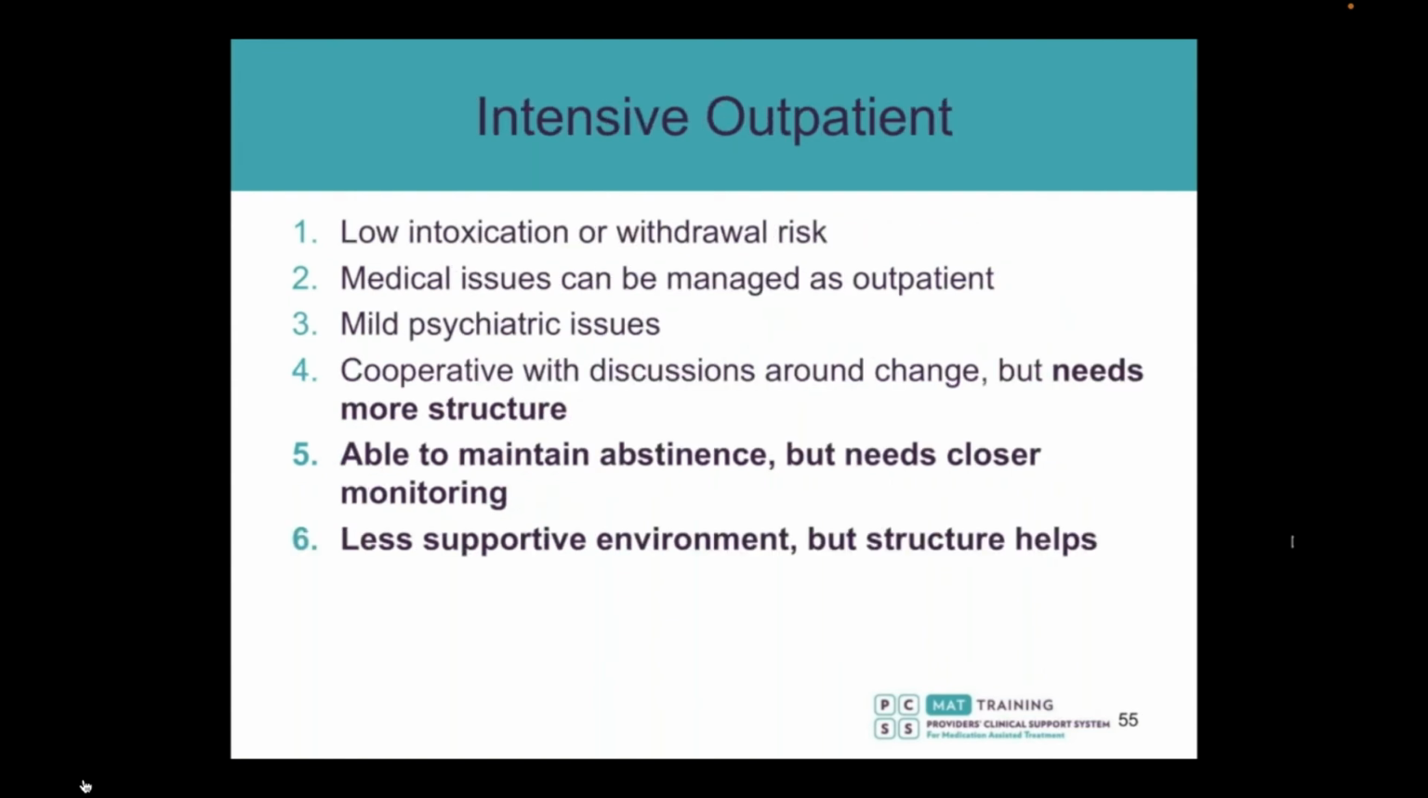Then the next level would be intensive outpatient. So these, again, low intoxication or withdrawal risk, and medical and psychiatric issues that can be managed as outpatient. They're cooperative with discussions around change, but they just may need a bit more structure. They're able to maintain abstinence, but they need closer monitoring. And again, they may have a less supportive environment, and the structure of the intensive outpatient program is helpful with that.